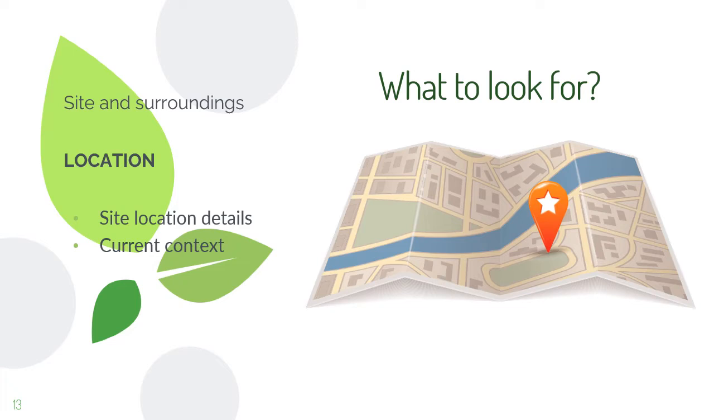Okay, if you want to go to a site, what is the first thing that you look for? A map, right? So you have to secure a map of the site first. So under location, site location details: what are the road names, address, major landmarks, etc. And then when you get there, you look into the current context: the existing buildings, car parkings, roads, etc.